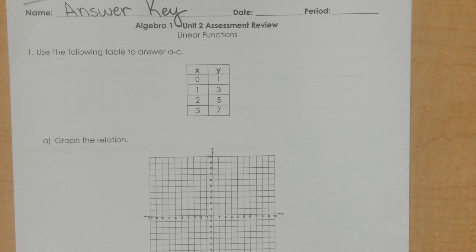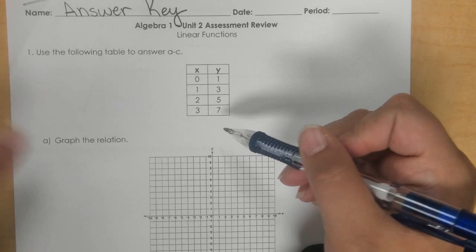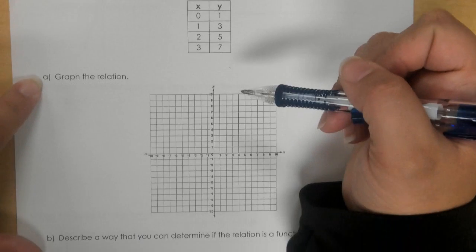Okay, for the Unit 2 review, this will look just like your exam or your test, and of course I will change out your numbers, so they'll be a little bit different, but it's the same idea. So for example number one, you're given ordered pairs and you want to plot them on the graph. So we're going to go ahead and do that first.